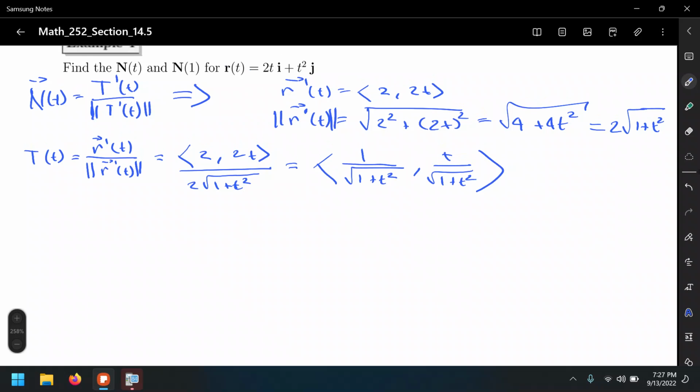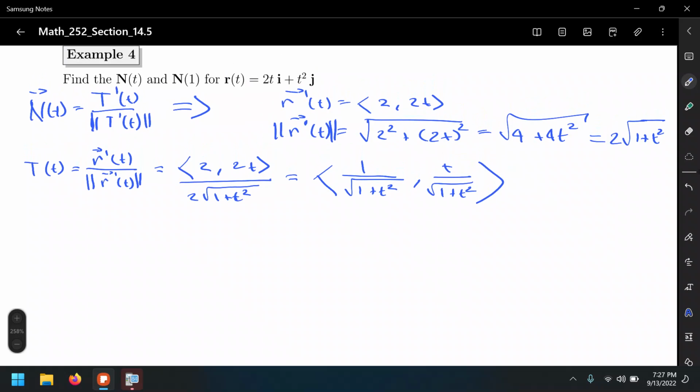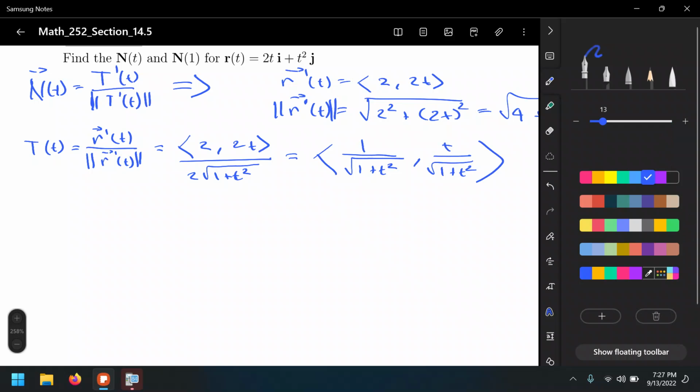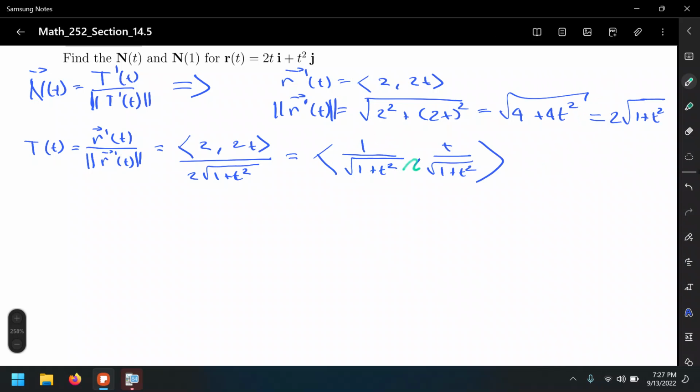Okay, so we're ready to get started with information to obtain the normal unit vector. But well, what do we need to find the normal vector? We need the derivative of the tangential and divide it by the magnitude of the derivative of the tangential. So let's do one component at a time. So we need to differentiate. Let me use a different color. I'm going to differentiate component by component. So let's take the derivative with respect to t of the quantity.